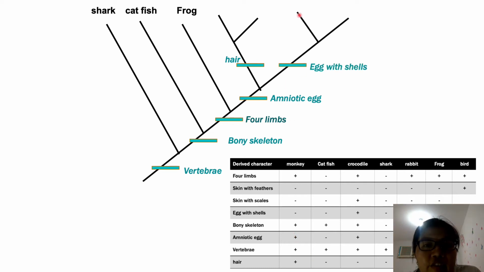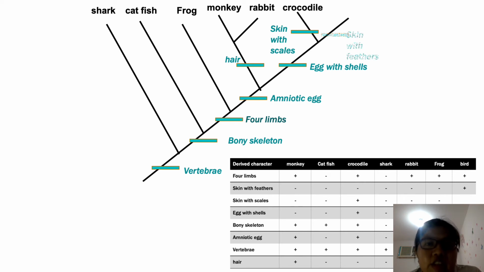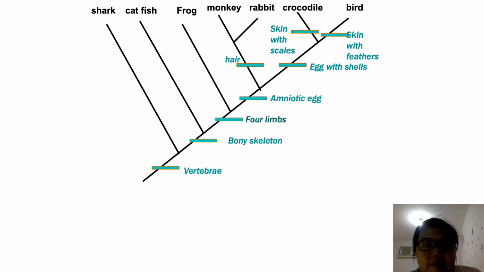And then, we have the egg with shell. So, pwede natin silang i-separate sa merong hair tsaka nung egg with shell. So, nung merong hair, we have monkey and rabbit. And then, egg with shell, we have two organisms. One with scale, the crocodile, and the other one with feather. So, that is the bird. Okay, so that's very easy.